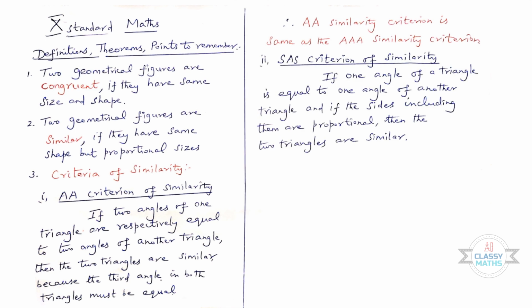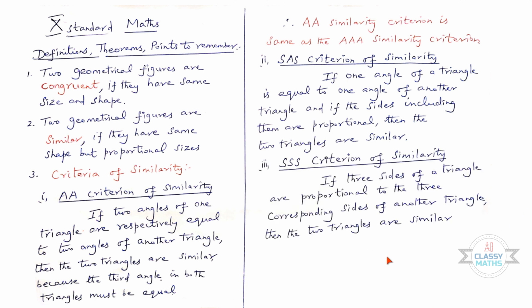Second criteria, SAS criterion of similarity. If one angle of a triangle is equal to one angle of another triangle and if the sides including them are proportional, then the two triangles are similar. Next one, SSS criterion of similarity. If three sides of a triangle are proportional to the three corresponding sides of another triangle, then the two triangles are similar. Next one, some important results on similar triangles.